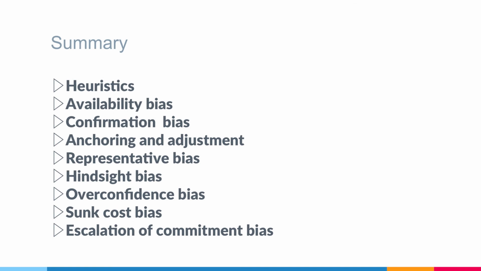In summary, we talked about heuristics, or shortcuts we use to make decisions more quickly. These shortcuts, or heuristics, result in cognitive biases like the availability bias, confirmation bias, anchoring and adjustment, the representative bias, the hindsight bias, overconfidence, and sunk cost bias, as well as escalation of commitment.